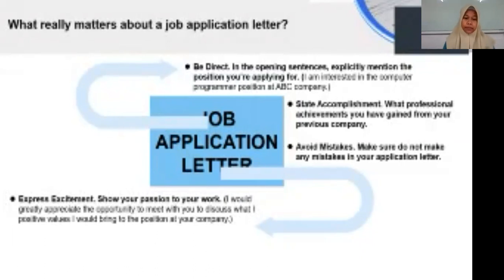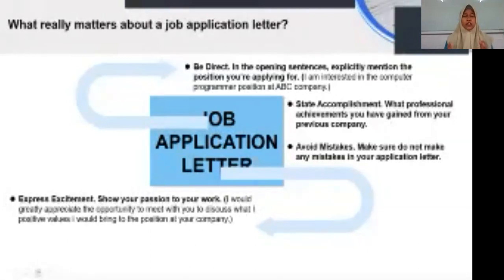For example, I would greatly appreciate the opportunity to meet you to discuss what positive value I would bring to the position at your company. There is a little bit of a mistake here, but that's okay. I hope you understand, guys. Show them that you really want to join them, that you really want to get the position in the company that you apply for. So close your application letter by showing your passion, by showing how badly you want to join them.